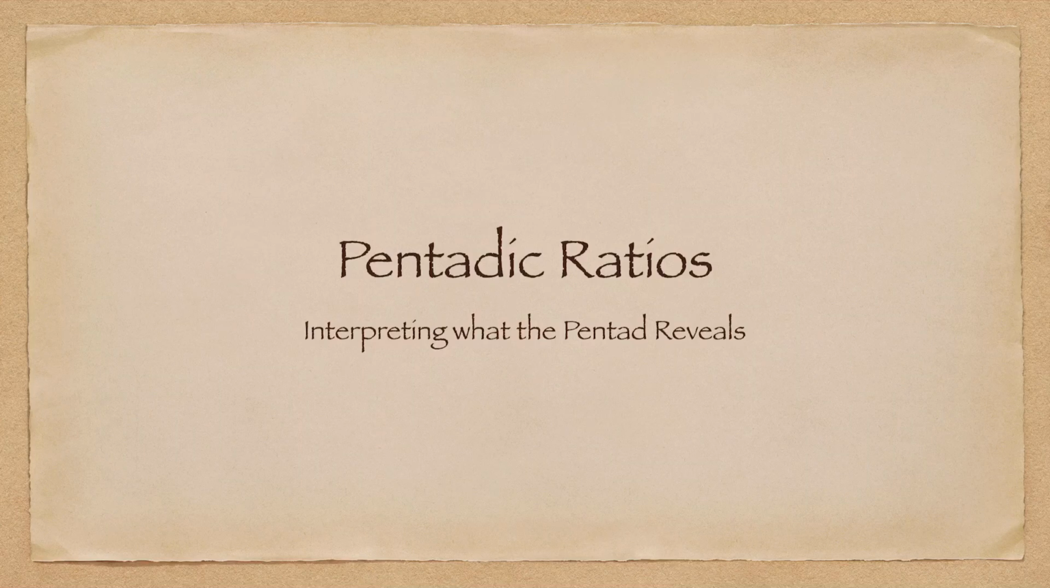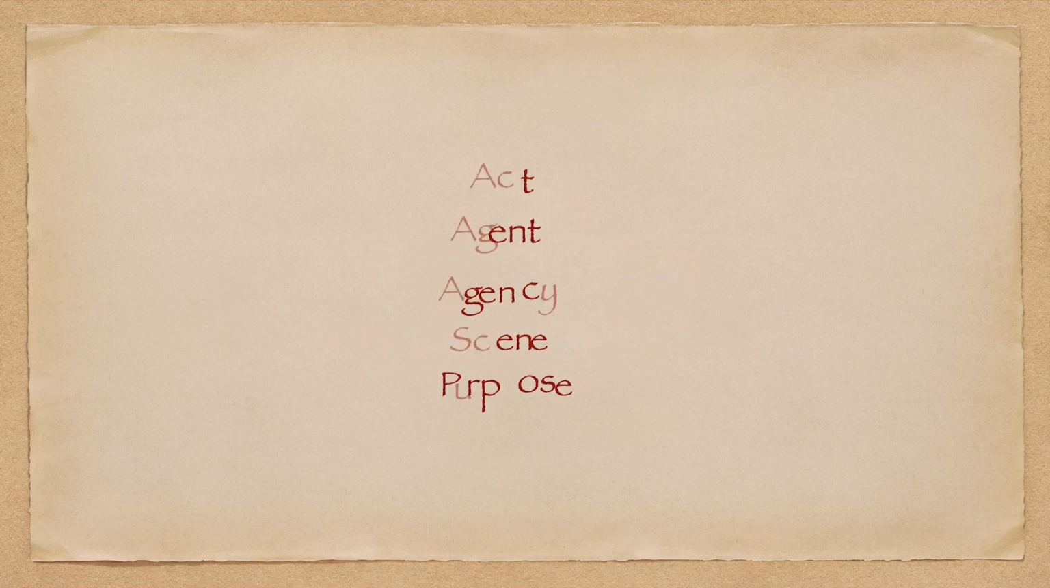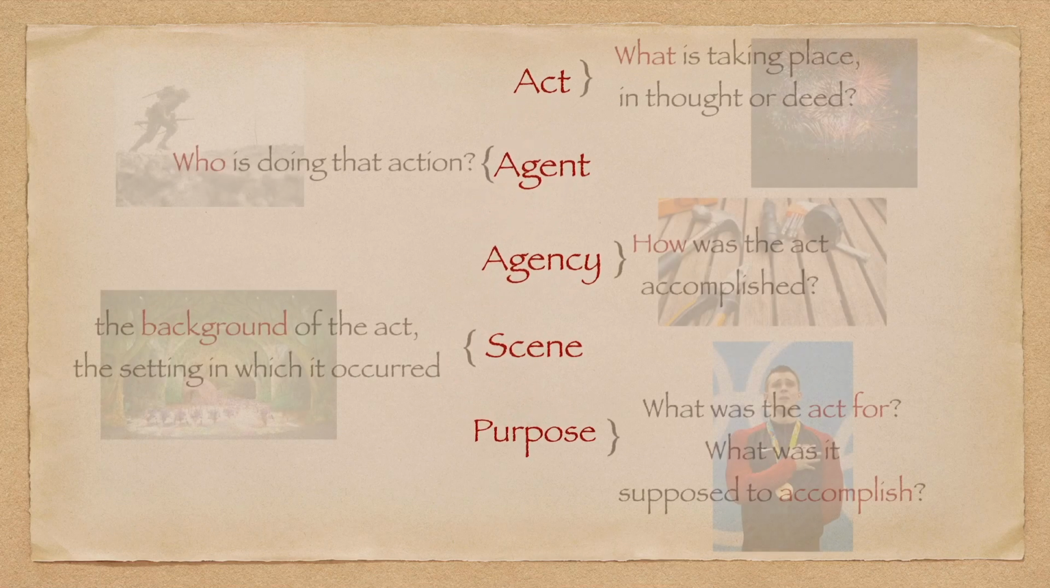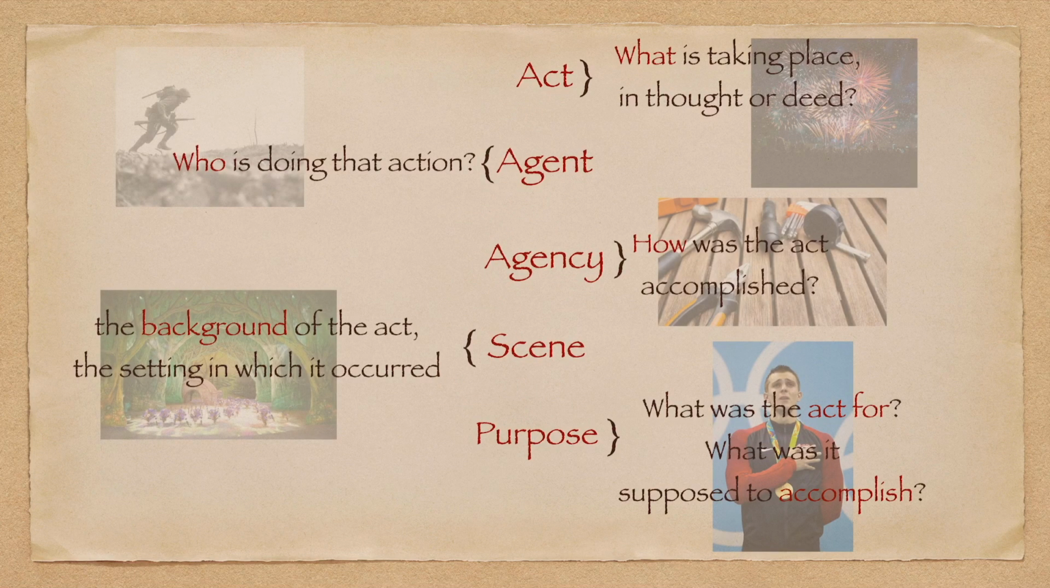In this lesson, we're going to be unpacking pentadic ratios. This is basically the structure that Burke gives us to interpret the findings that are present when we've finished our pentadic steps, right? So we remember the 5 steps of the pentad very clearly: the act, the agent, the agency, the scene, the purpose. All of those come to us and basically show us the drama that is being portrayed inside our artifact. So they reveal the drama.